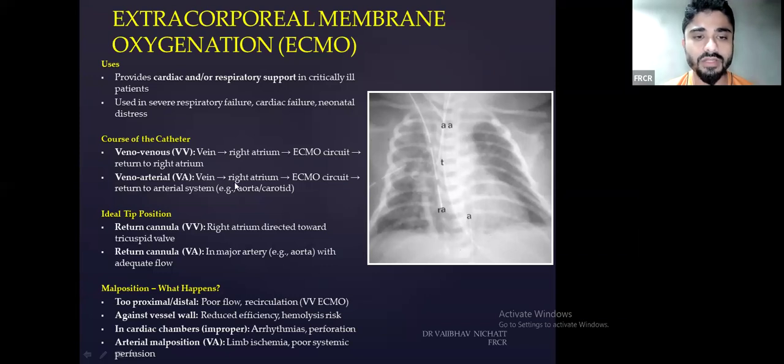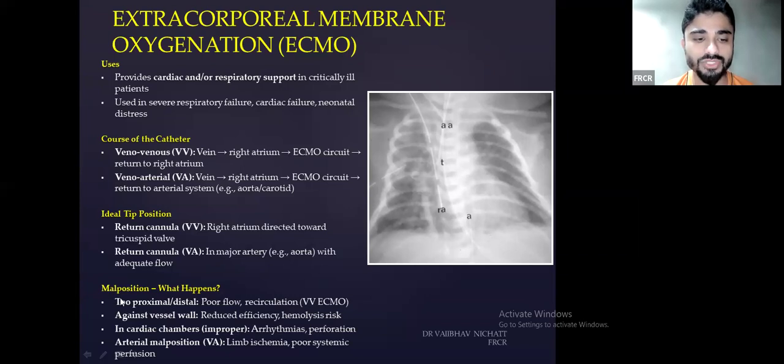What is veno-arterial? In veno-arterial, deoxygenated blood from the vein will go into the right atrium, then the ECMO circuit, then return to the arterial system, either the aorta or carotid vessels. Ideal tip position: the return cannula in veno-venous is in the right atrium directed towards the tricuspid valve. And if it is veno-arterial, then the reinfusion or return cannula will be placed into major arteries such as the aorta or carotid artery with good adequate flow.